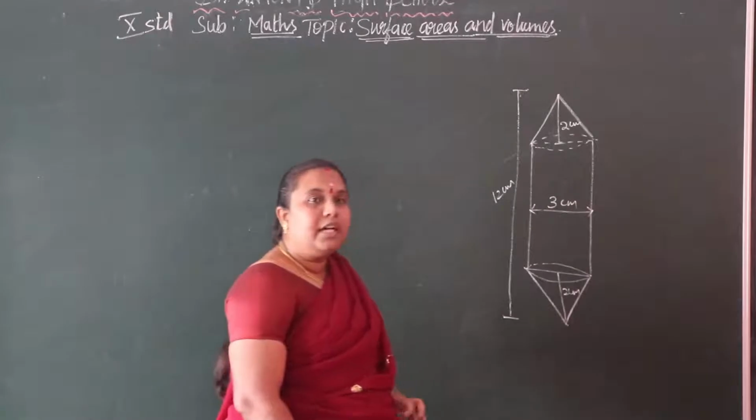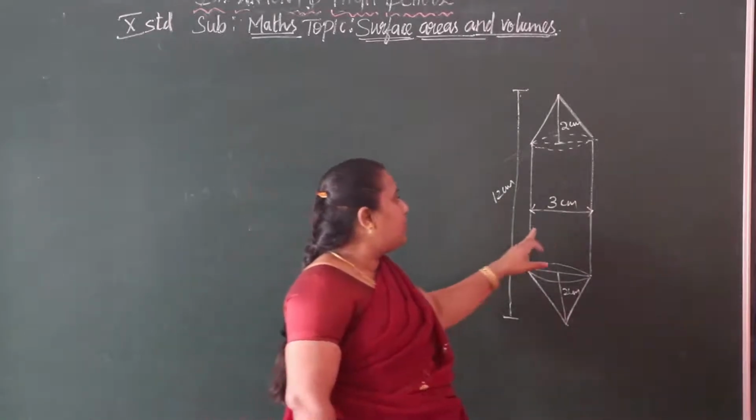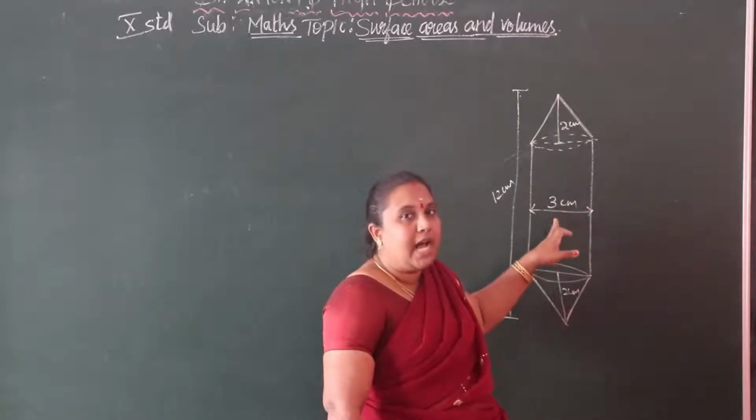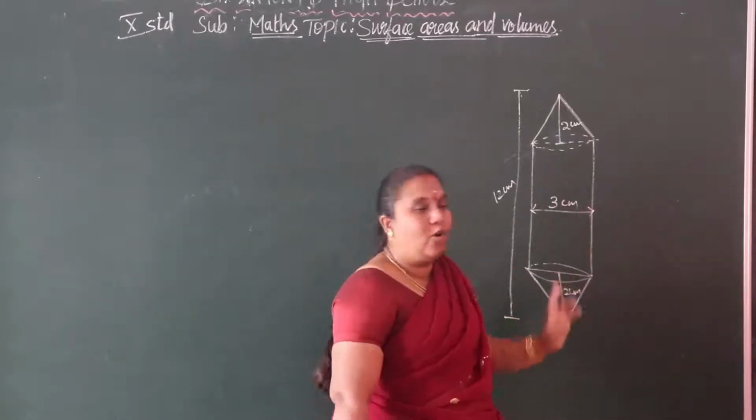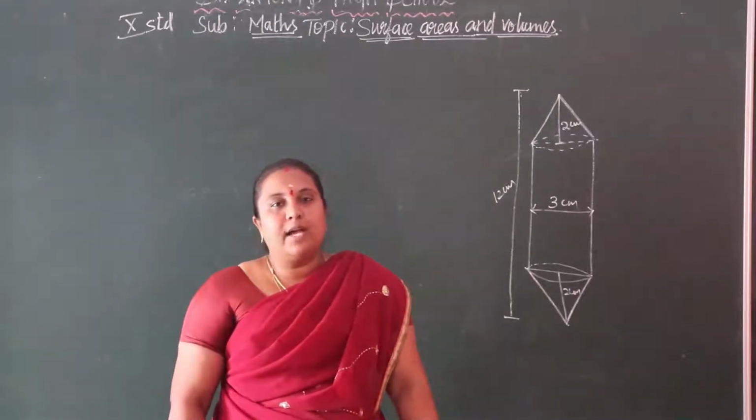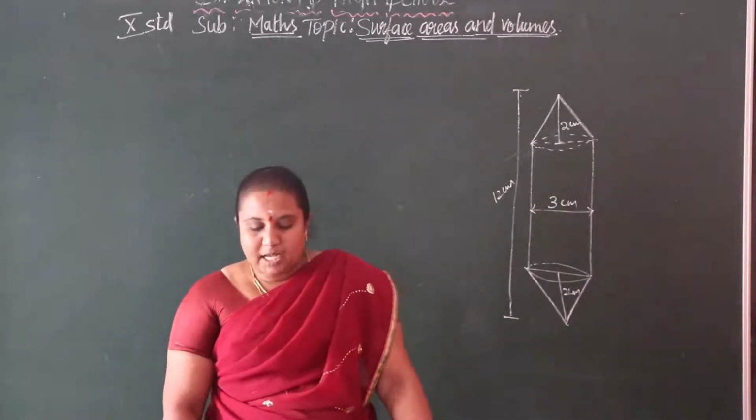Here we have to write the formulas. What is the formula to find the volume of a cylinder? Pi r square h. And what is the formula to find the volume of a cone? 1 by 3 pi r square h.